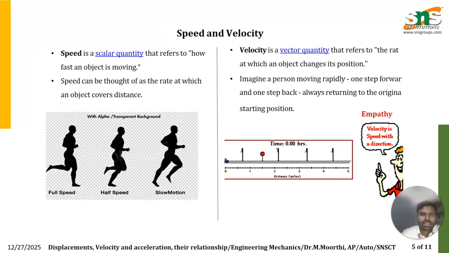Speed, as I said earlier, is a scalar quantity, which tells how fast an object is moving, and it doesn't depend on the direction in which the object is moving. Velocity is a vector quantity, and it depends on the direction in which the object is moving. If you take the upward direction, the velocity is positive, and the same motion in the downward direction you can take as negative. The distance covered by the object varies depending on the time taken.